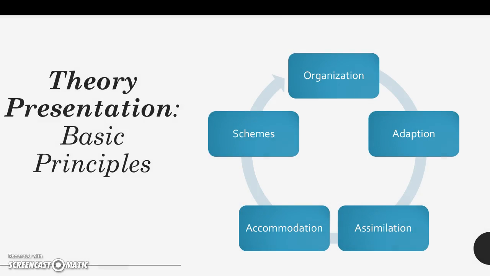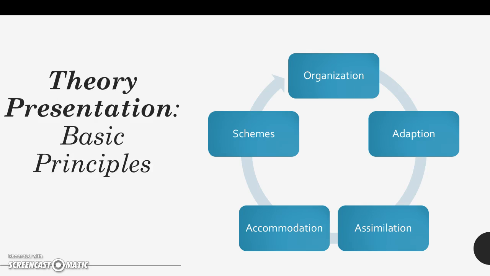Here we will discuss the basic principles of Jean Piaget's theory that include organization, adaptation, schemes, accommodation, and assimilation. According to Snowman and McCown, organization is how we as learners systematize or categorize information. Adaptation is how we make adjustments to stimuli, or in this case, our environment. Schemes are created as organized patterns of behavior or thought. For example, raising your hand during class.